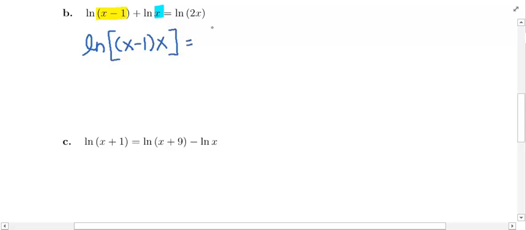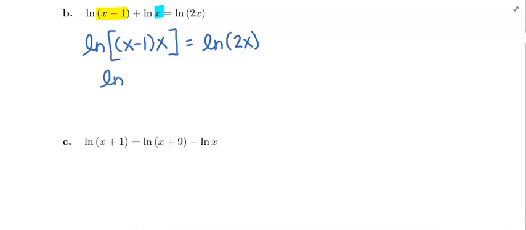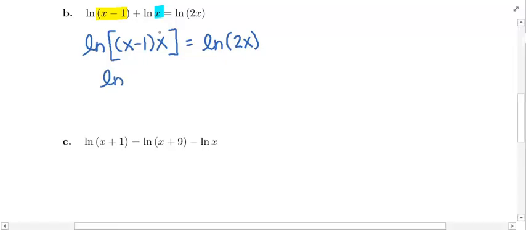We're not doing anything to the right side. The right side is a single logarithm, so we don't need to combine it with anything else. It's already one logarithm. Now on the left side, we're going to simplify what we're taking the logarithm of. We're going to distribute the x. So it's going to be x squared minus x. So this is going to be the natural log of x squared minus x. That has to equal the natural log of 2x.